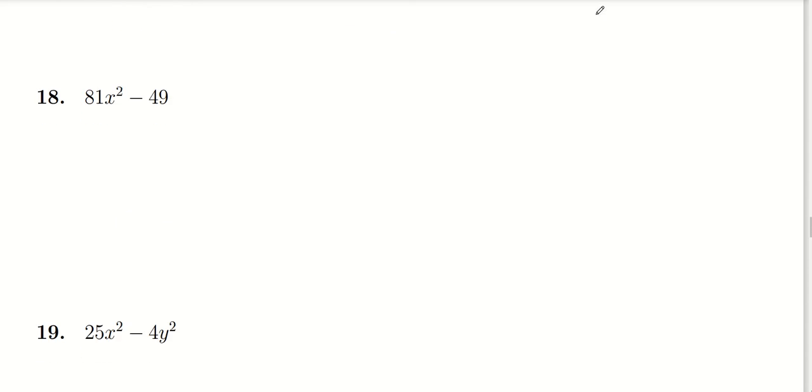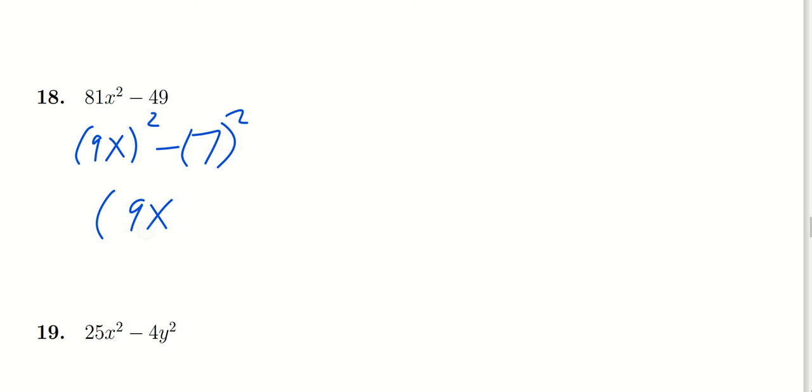If we look at example 18, this is another difference of squares. The thing you'd have to square to get 81x squared would be 9x. The thing we would have to square to get 49 would be 7. So this should factor as 9x plus 7 times 9x minus 7.